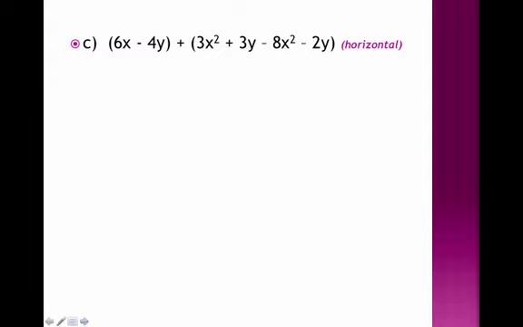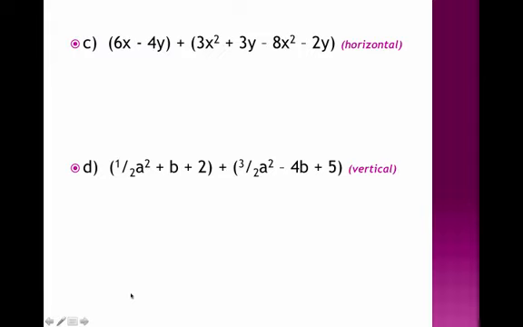So go ahead and pause your video and try this one. I don't actually care if you want to put them horizontal or vertical, but I do want you to be able to come up with the answers to both of these. So pause your video and come up with your answers and check back. I am going to write this out vertically.